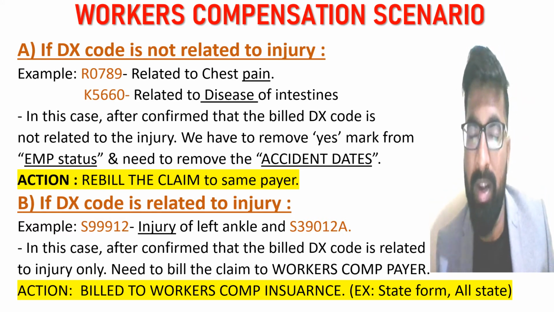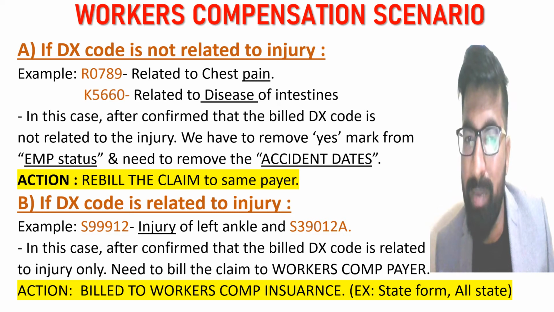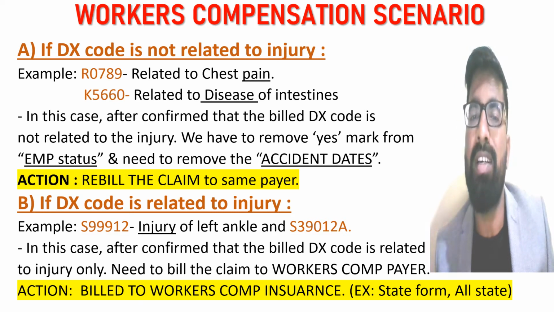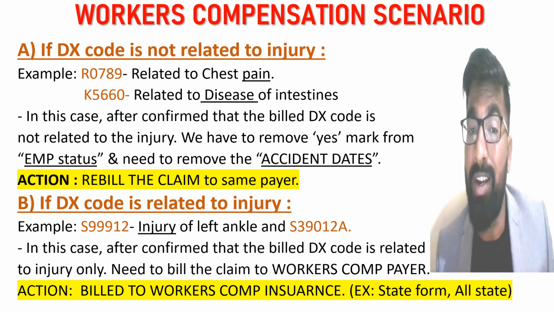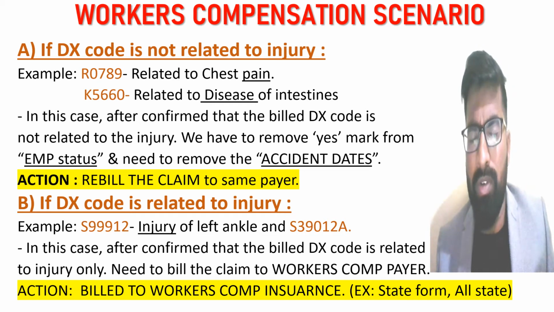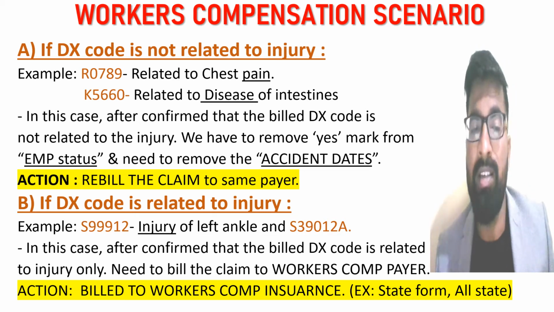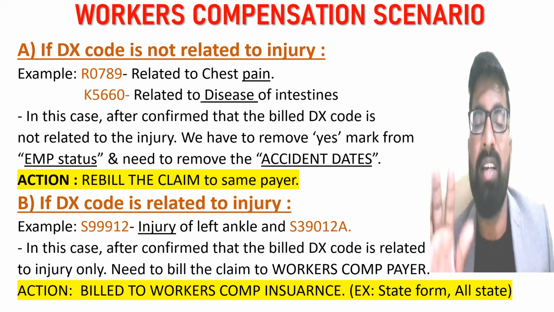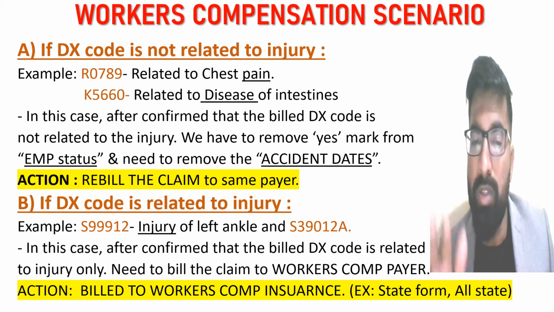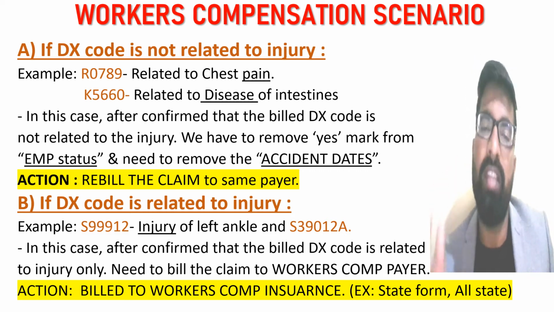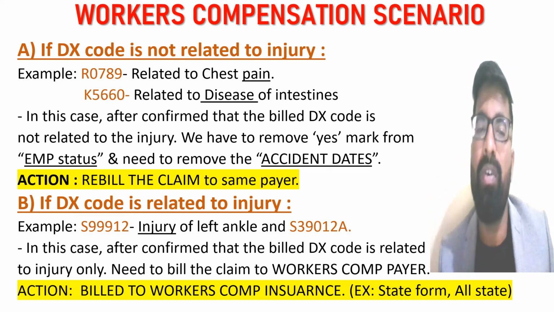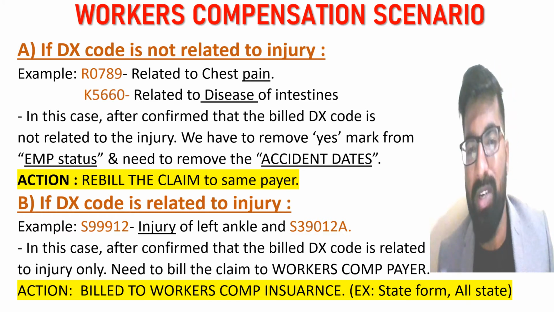So in our example, it is related to chest pain. The second diagnosis code is related to a disease but not an injury. So we checked and confirmed that this diagnosis code is not related. So we remove the employee status on the claim form and we remove the accidental dates on the claim form. Then we rebill the claim to the same insurance.